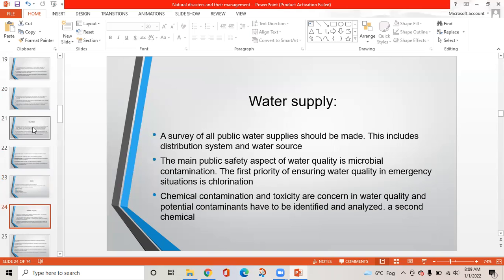Water supply. A survey of all public water supplies should be made. This includes distribution systems and water sources. The main public safety aspect of water quality is microbial contamination. The first priority of ensuring water quality in emergency situations is chlorination. Chemical contamination and toxicity are also concerns in water quality, and potential contaminants have to be identified and analyzed.